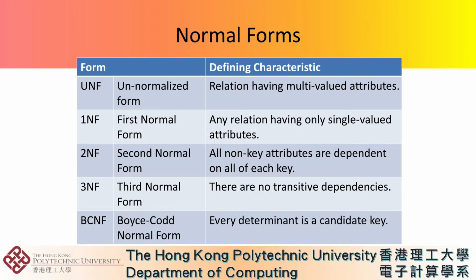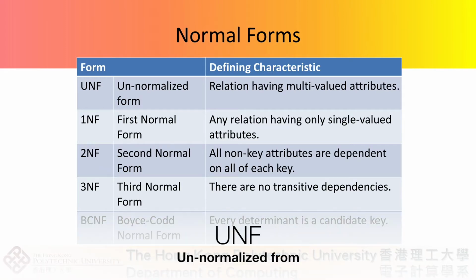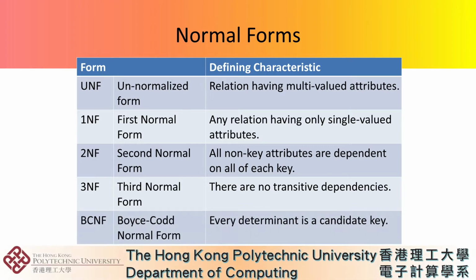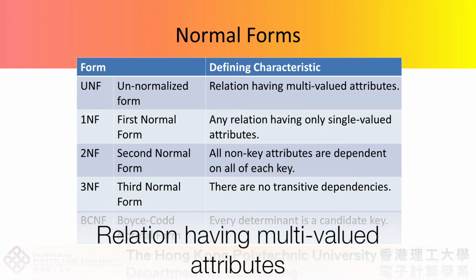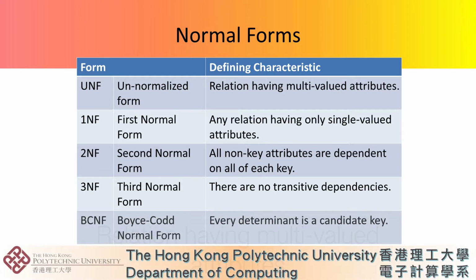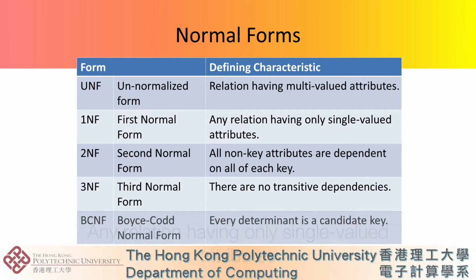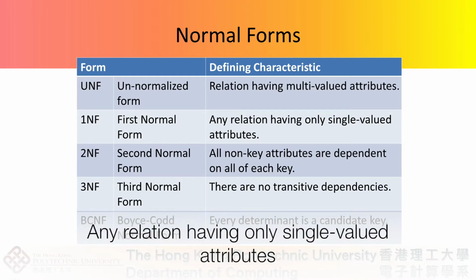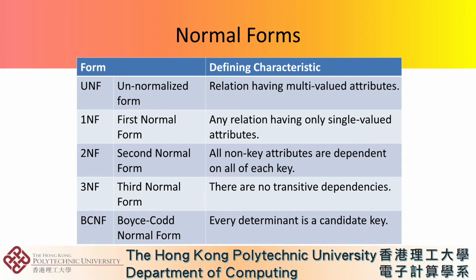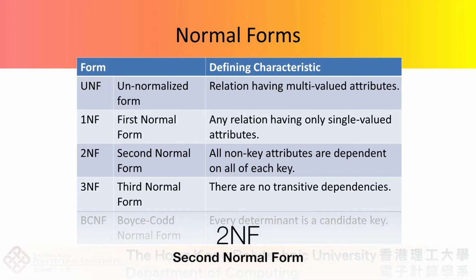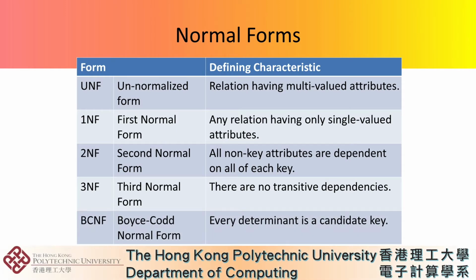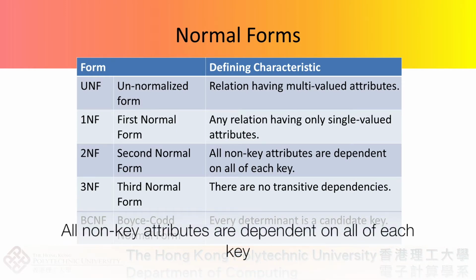There are several normal forms, including UNF, 1NF, 2NF, 3NF, and BCNF. UNF stands for unnormalized form. The characteristic for UNF is a relation having multi-valued attributes. 1NF stands for first normal form. The characteristic for 1NF is that any relation has only single-valued attributes. 2NF stands for second normal form. The characteristic for 2NF is that all non-key attributes are dependent on all of each key.